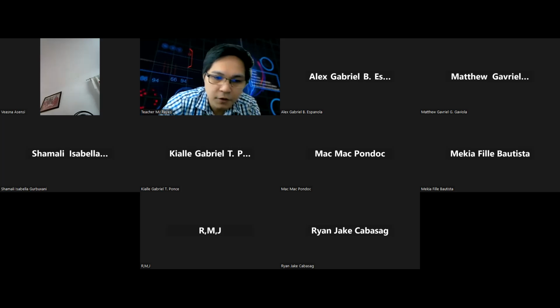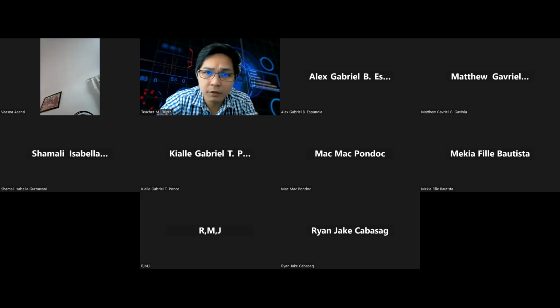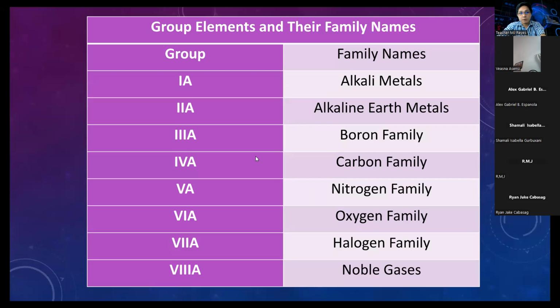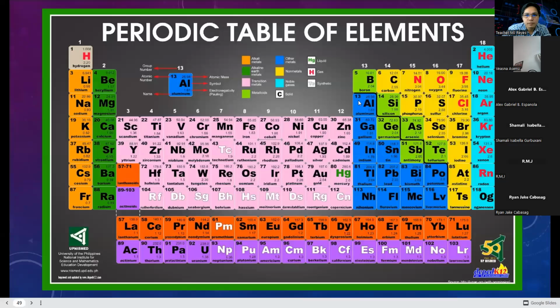Do you have any questions so far? No worry, I will give you a copy of this periodic table of elements. I will give you a copy because this is the updated one, the updated version of the periodic table of elements. So this is your periodic table of elements. I will give you a copy. This is in a high resolution format, so you can zoom it out in case.